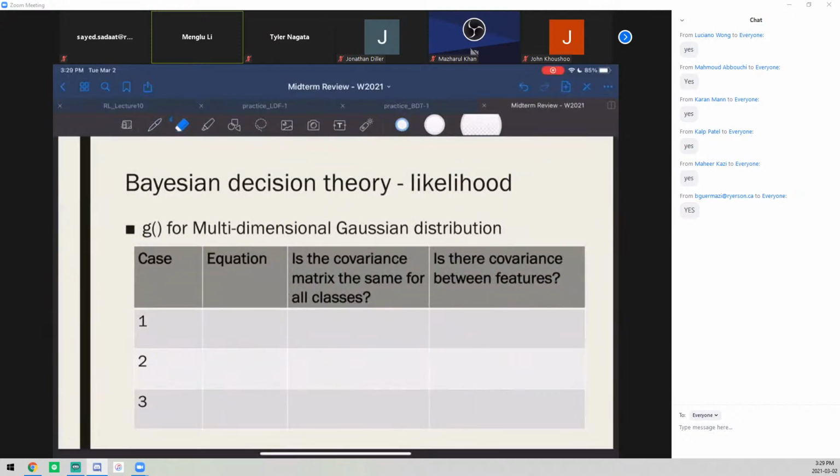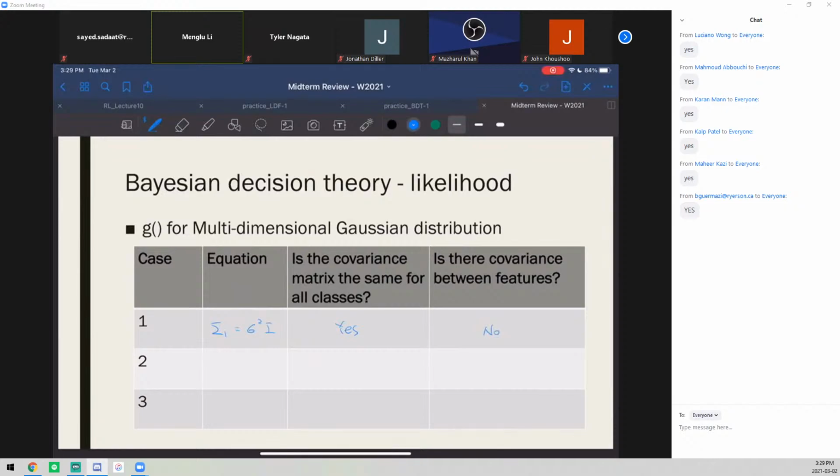And here I just want to say again, to see the difference between the 3 cases. For the first case, the equation of the covariance matrix is like this. Is the covariance matrix the same for all classes? Yes, it's the same. And is there a covariance between the features? No.